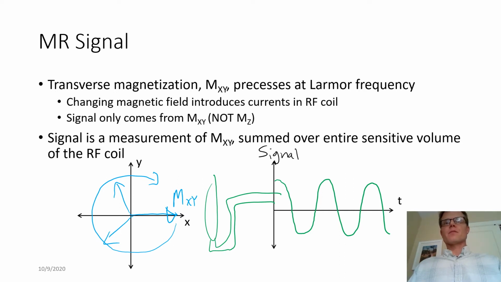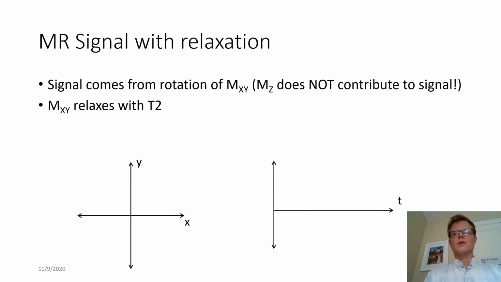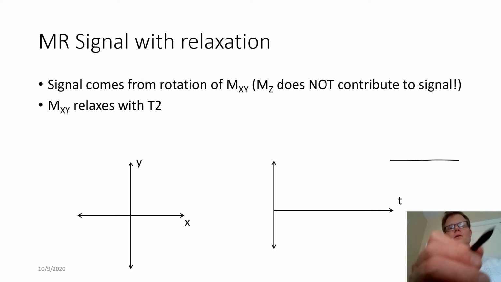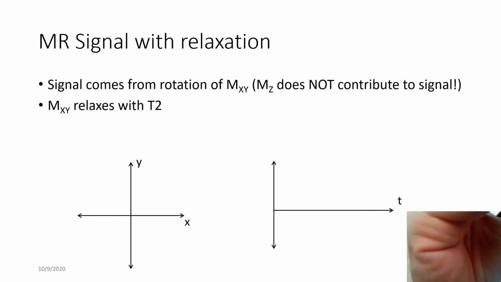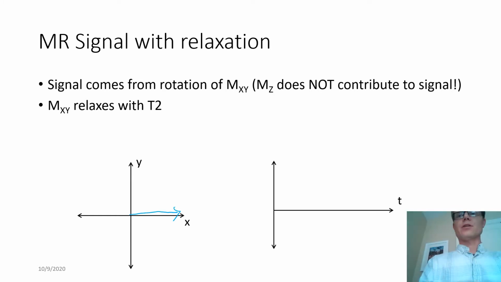Okay, but this is the case of neglecting relaxation. And so we want to actually add relaxation into this picture. That was an illustration of the behavior of the transverse magnetization in the absence of relaxation. So now I'm going to add in what's going to happen when we have T2 relaxation.